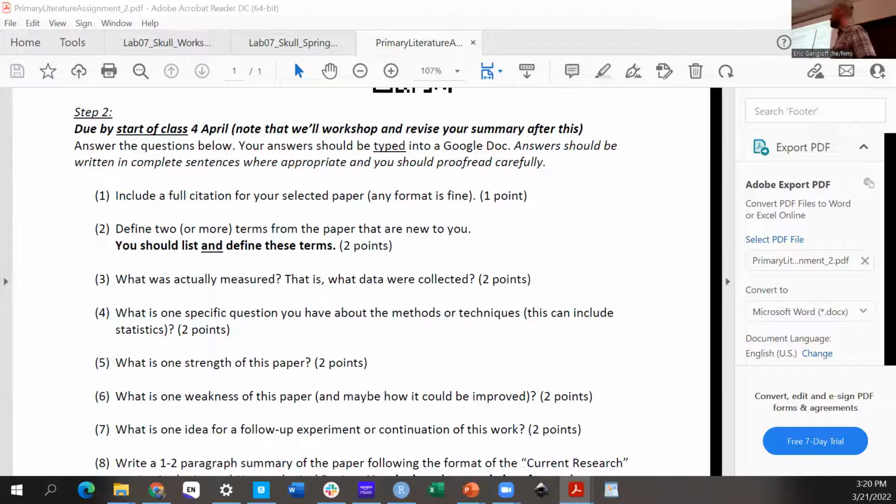All right. Let's move on to number 4. What specific question do you have about the methods or the techniques? What question do you have about this paper, about methods or techniques? SK, yep. Yeah, go ahead.